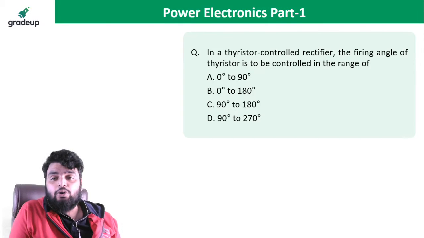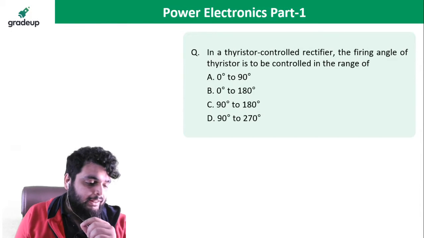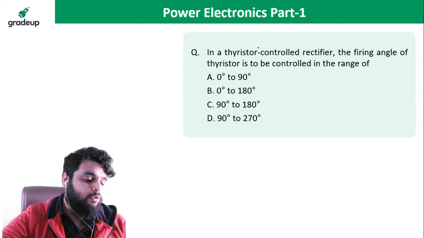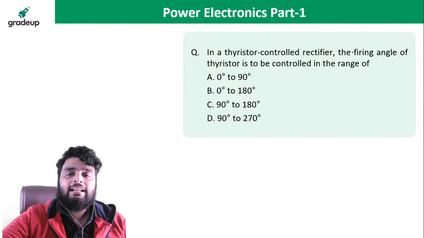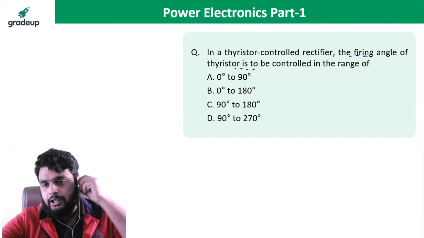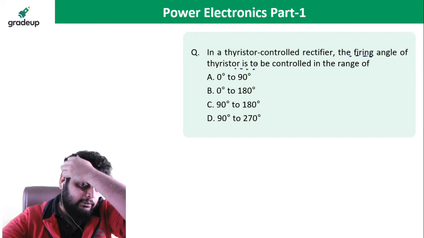In a thyristor controlled rectifier, the firing angle of the thyristor is to be controlled in the range of what? Okay, it means we are simply using a thyristor. They're asking what will be the firing angle range for the thyristor to be controlled. Everyone think about it. What will be the answer?